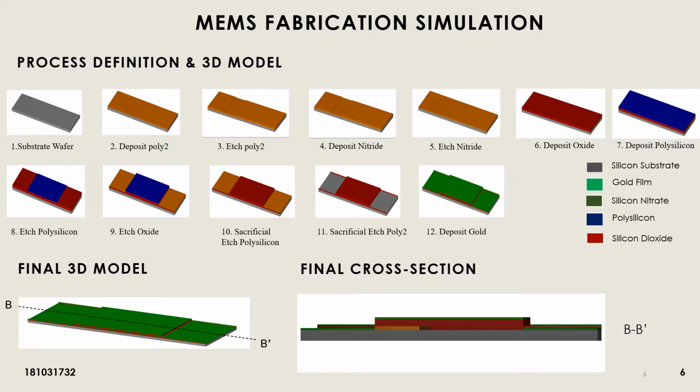For this process, we take a picture from the top to easily see what material is used for each process. After that, the final 3D model is created after the process is complete. The top view 3D model for this capacitive sensor technique is on the bottom left, and the final cross section is adjacent to it. Thank you.